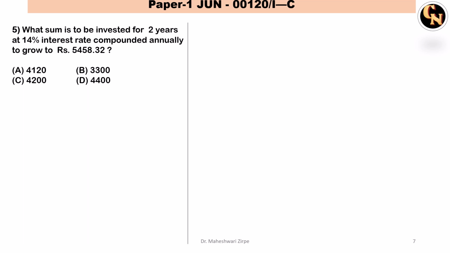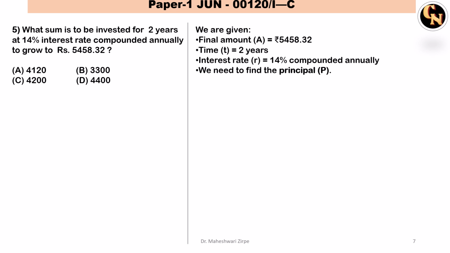Next one is, what sum is to be invested for 2 years at 14% rate of interest compounded annually to grow to 5458.32? So this question is basically on compound interest. So what you have to do, you should know the formula of compound interest. It is very simple. What is the formula of compound interest? First of all, we will write down the given things. Final amount is given to us, that is 5458.32. Tenure is given, the time is given, it is 2 years. Rate of interest is given, 14%.